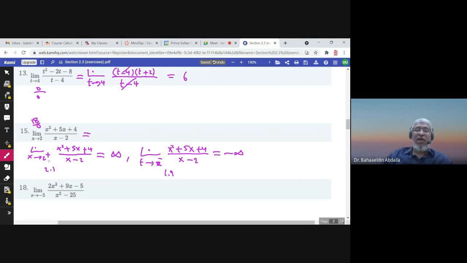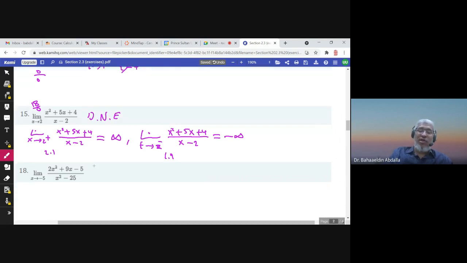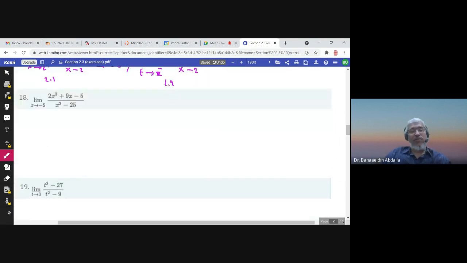Now, since from the right the limit is infinity and from the left the limit is negative infinity, the limit of this quantity in general does not exist, because the limit from the right is not equal to the limit from the left.